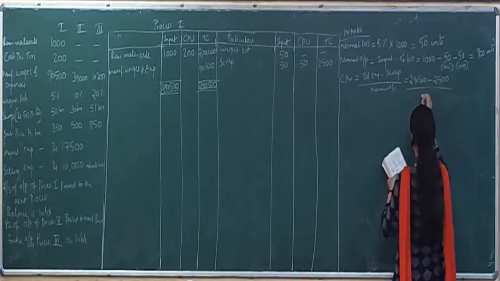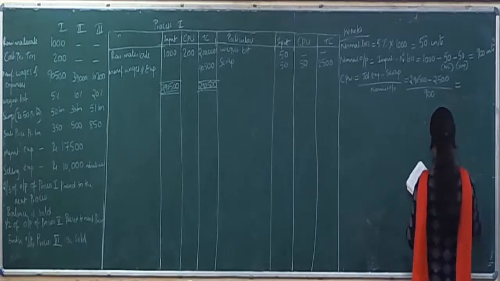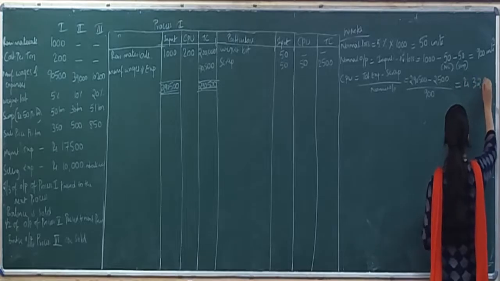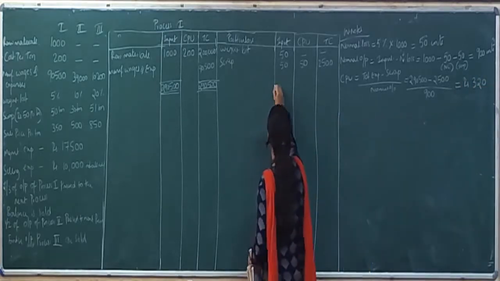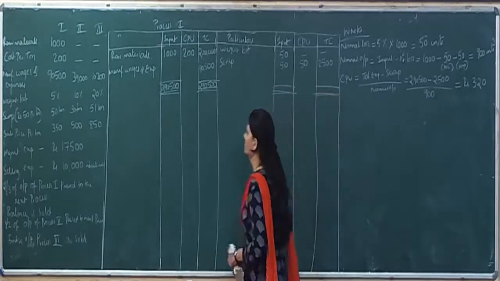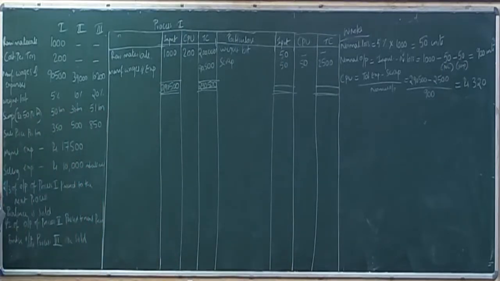The same thing we need to record over here as well. Normal output we have found out to be ₹320. Okay, so now what other information have they given? Okay, so these are the other expenses. 2/3 of the output of process 1 passes to the next process.